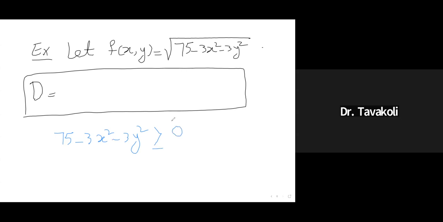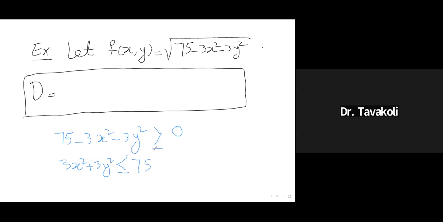So if I add 3x squared plus 3y squared to both sides, I will have 75 is more than or equal to 3x squared plus 3y squared, and then I switch the two sides. In other words, 3x squared plus 3y squared is less than or equal to 75.